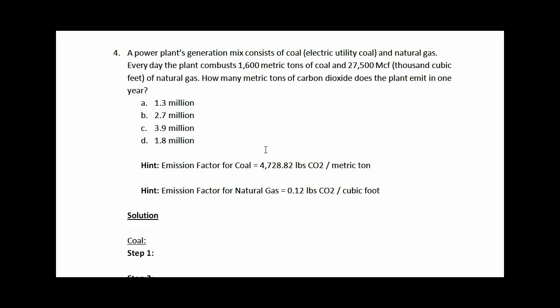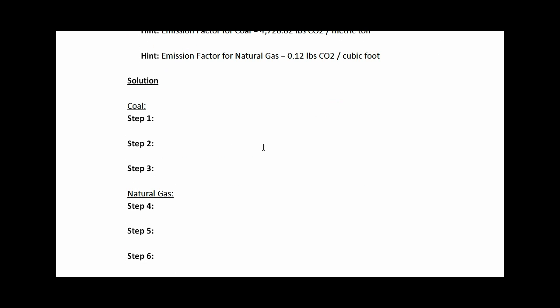So in order to solve this problem, we'll look at the 2 fossil fuels one at a time. We'll start with coal. We know that the facility is consuming 1,600 tons of coal per day. The problem doesn't specify how many days out of the year the power plant is operational, so we'll just assume it's 365. So 1,600 tons per day multiplied by 365 days per year gives us 584,000 tons per year.